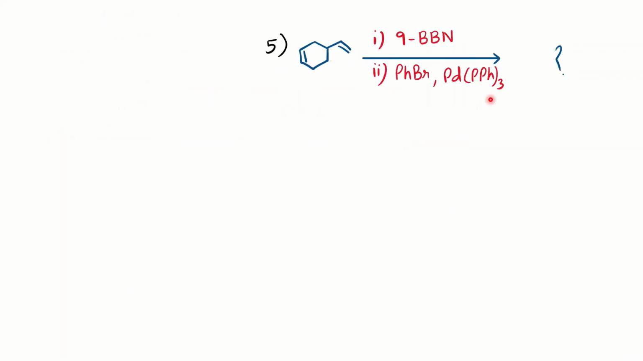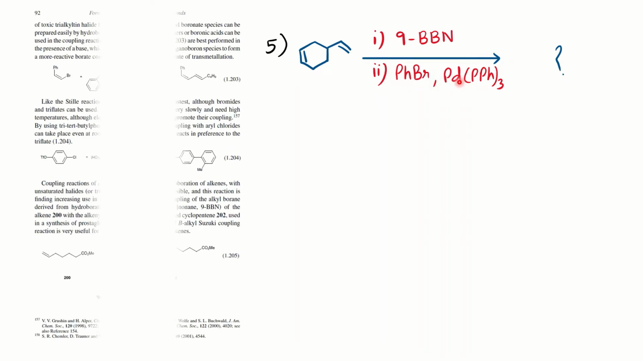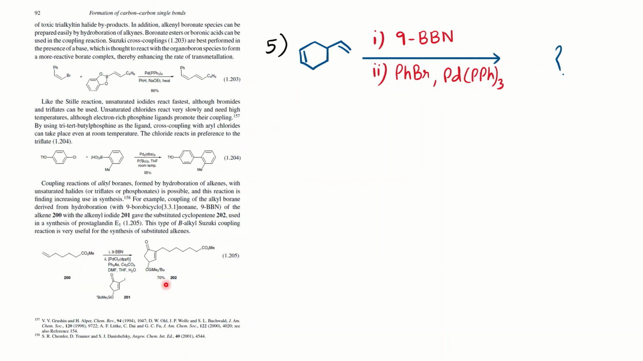The next question is also based on 9-BBN, which is a sterically hindered boron reagent used for the reduction reaction. It reduces the less hindered double bond, and you again have the same organopalladium catalyst. So we have two reactions combined. You can see in example 1.205 that 9-BBN is given and the palladium catalyst is given.